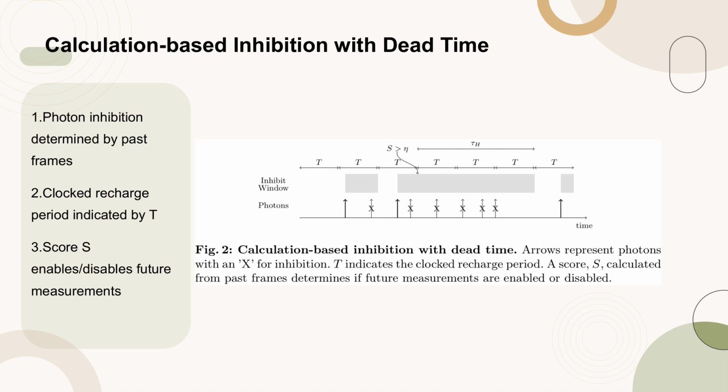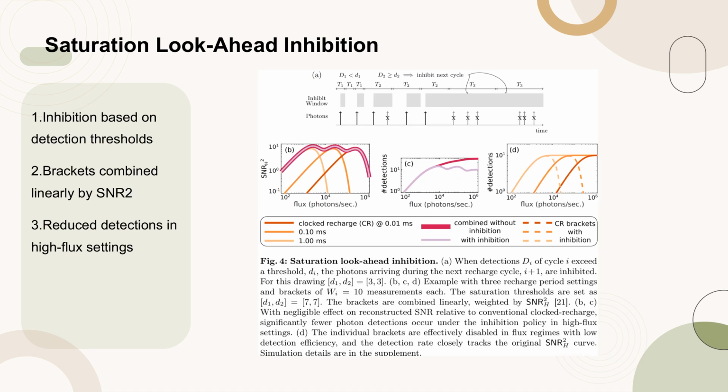Figure 4 illustrates the concept of saturation look-ahead inhibition in single-photon imaging. In Part A, the inhibition mechanism is described where if the detections in cycle i exceed a specified threshold, the photons arriving in the subsequent recharge cycle, i+1, are inhibited. This is demonstrated with thresholds D1, D2 set to 3, 3. Parts B, C, D provide examples with different recharge period settings and measurement brackets, showing how the saturation thresholds D1, D2 equals 7, 7 are applied.